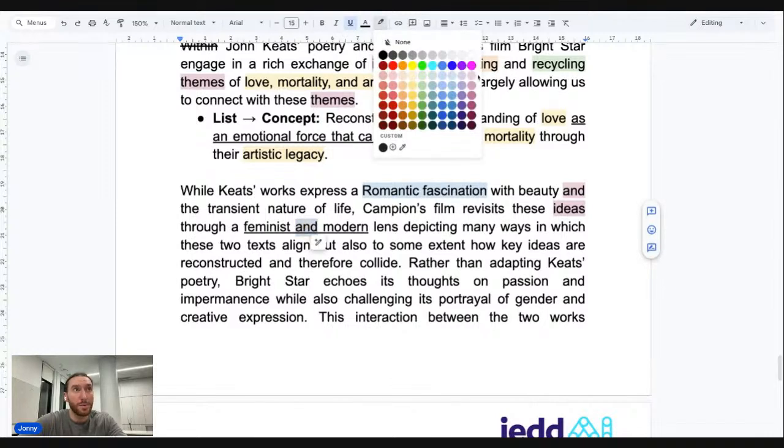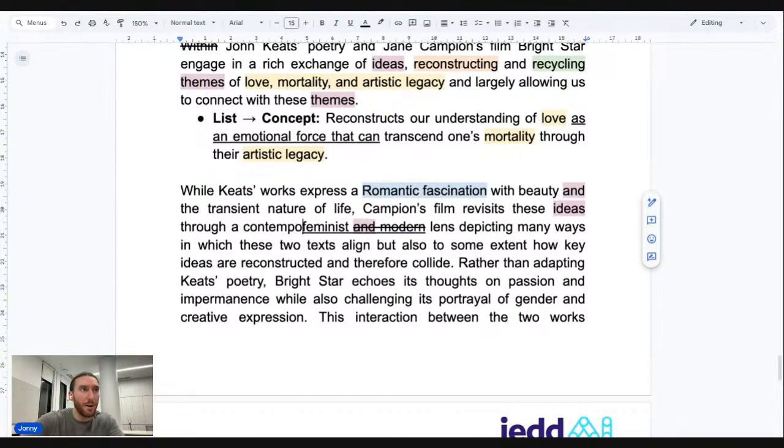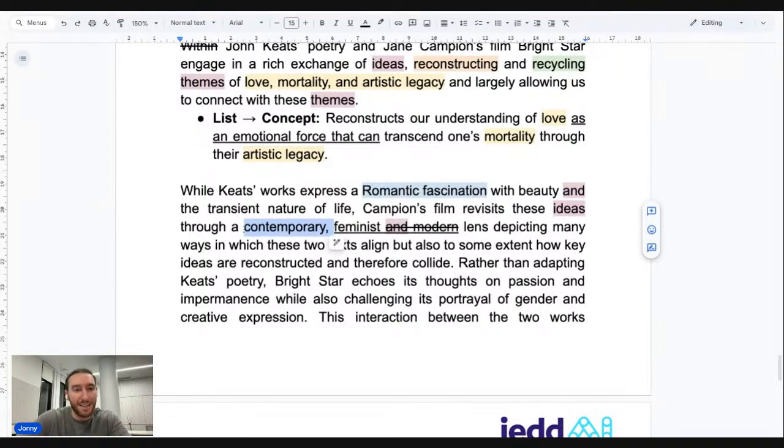Again, most students make this mistake, so I've pulled it up as a really good example of what to try and avoid. Now, let's just say it revisits it through a feminist lens, okay? And again, even if you want to say both of those things, just say a contemporary, feminist lens, right? Just sounds better than having "and," even if you wanted to say both of those.